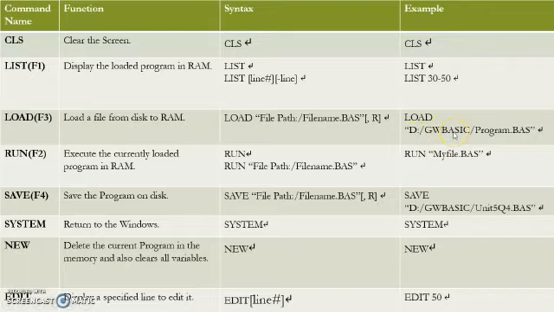D:/GW basic is the name of the folder where the program .bas is saved. So from the D drive GW basic folder, the program .bas will be loaded in our memory. After the file extension, the double quotation is here for closing the file name and path. After typing the complete load command with file path and file name, and closing the double quotation, we will press the enter key. So our specific file will be loaded from the hard disk to the RAM.